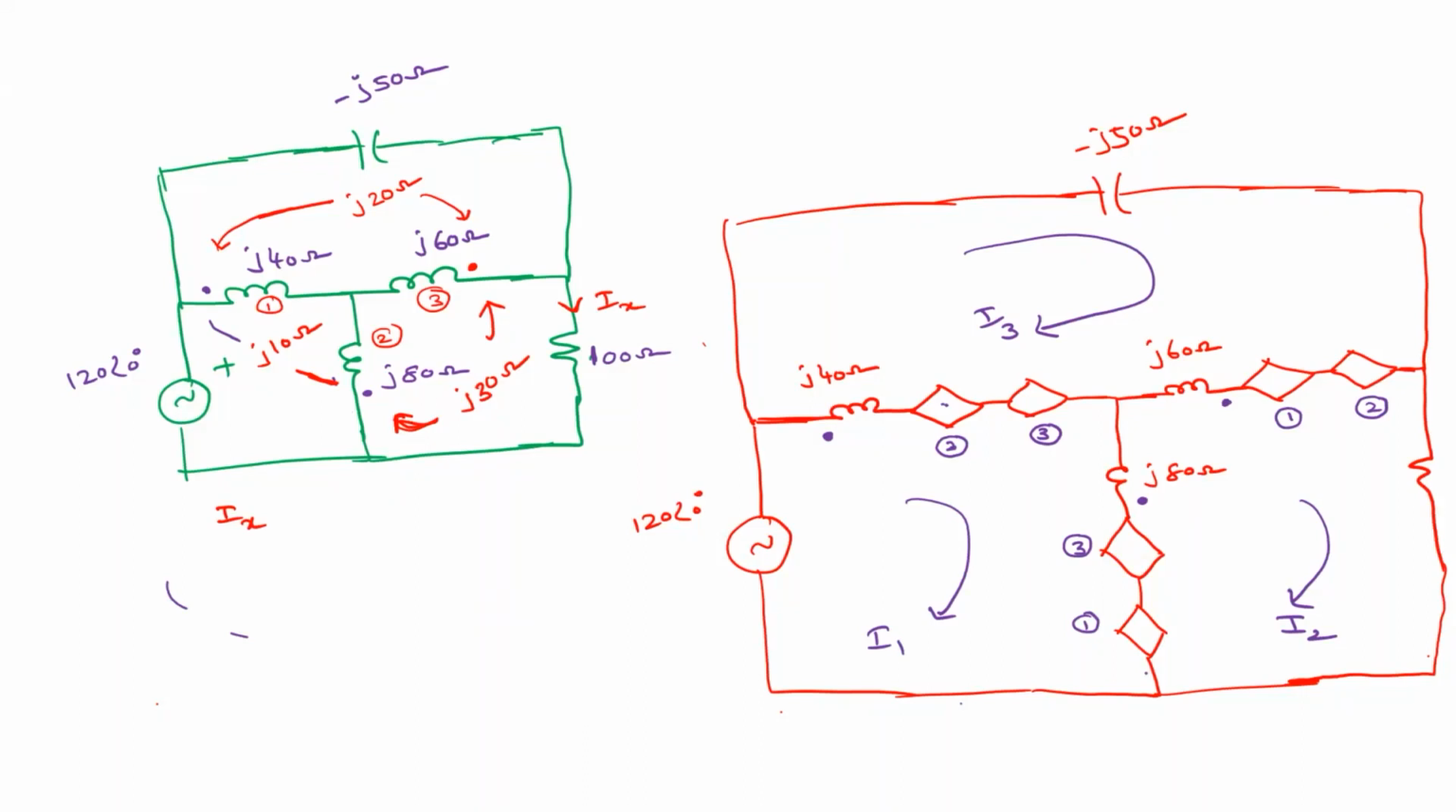So what is the current entering here? I2 minus I1, right? Agree? I2 minus I1 is entering this dotted terminal, so here it is plus and minus, right? Agree? Yes, sir. So here plus, here minus. So what is its magnitude? I2 minus I1 into j10. What is its mutual inductance? It is j10, right? j10 into I2 minus I1. Is it visible here for you?